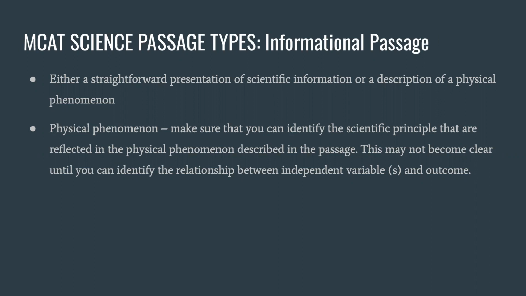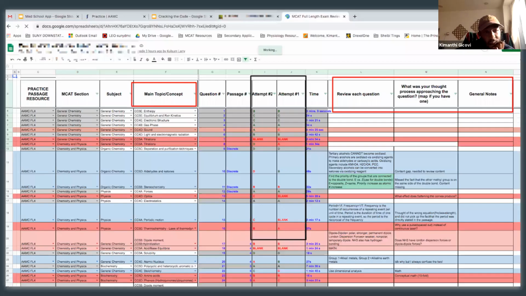Sorry. Go ahead, anyone. I put it in the chat, but how do you stop yourself from changing your right answers to wrong answers on full lengths? Because I've been doing that a lot on the science sections, and I don't know why. I don't understand why I don't trust myself enough.